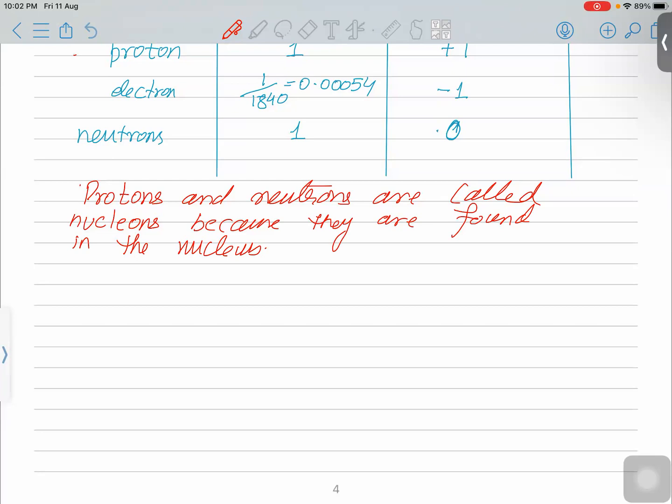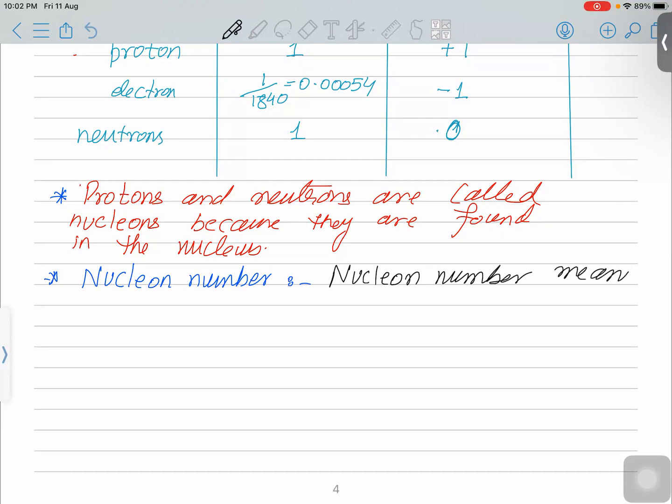So what is nucleon number? Yes, beta, what is nucleon number? The atomic mass. No, nucleon number means number of proton and neutron. It's similar to atomic number? Yes, you can say that. Okay. Nucleon number means sum of protons and neutrons.